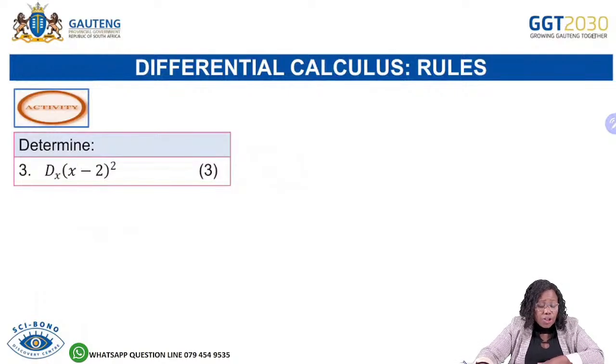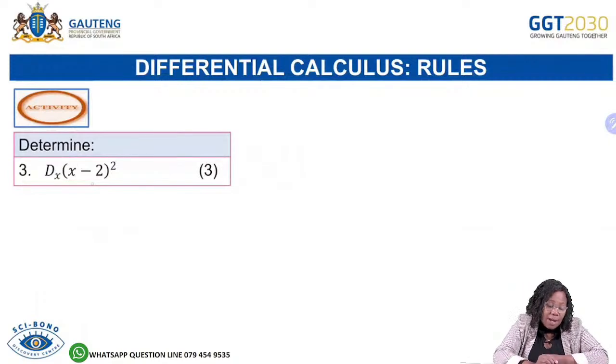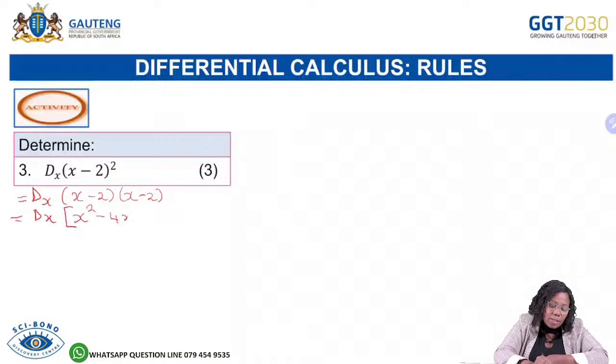And then question number 3, we are determining dx of x minus 2 bracket squared. Can you see that? We cannot derive. Why? Because there are brackets that need to be simplified. And then notation, because we have not yet started deriving, we'll leave it as dx there. And then we are multiplying 2 brackets of x minus 2 there. And then now this will be dx into x squared minus 4x plus 4.